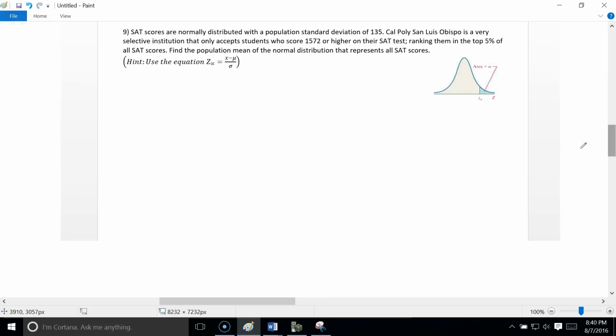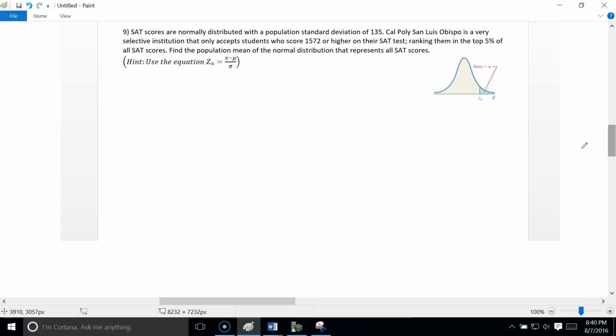SAT scores are normally distributed with a population standard deviation of 135. Cal Poly San Luis Obispo is a very selective institution that only accepts students who score 1,572 or higher on their SAT test, ranking them in the top 5% of all SAT scores. Find the population mean of the normal distribution that represents all SAT scores.